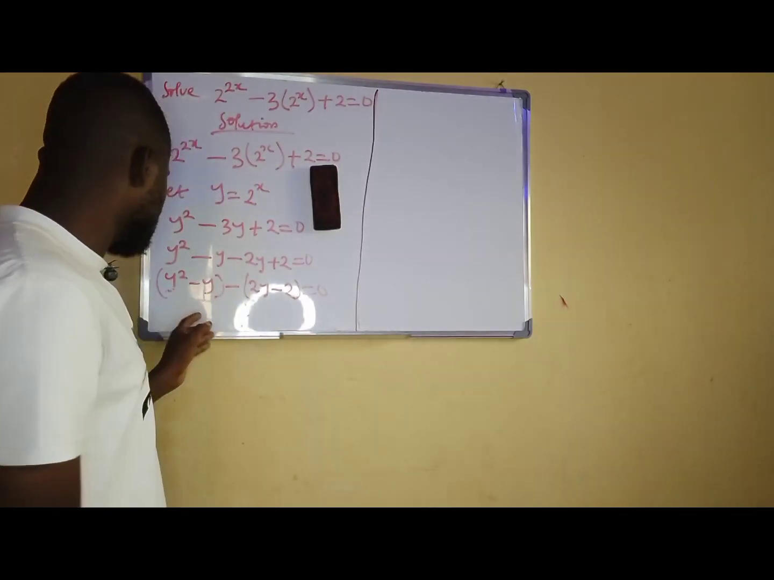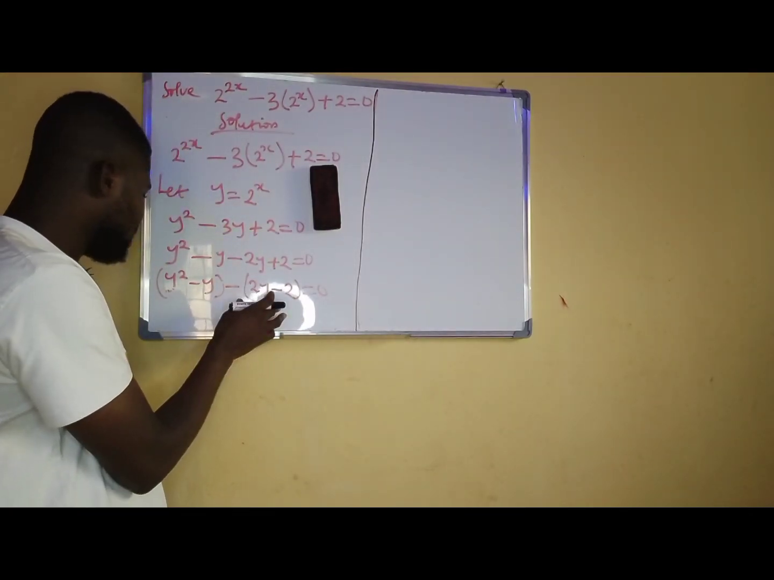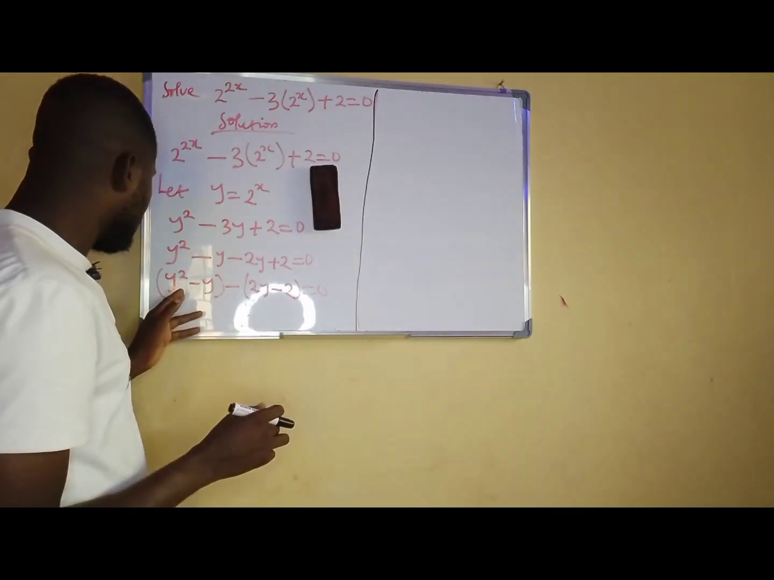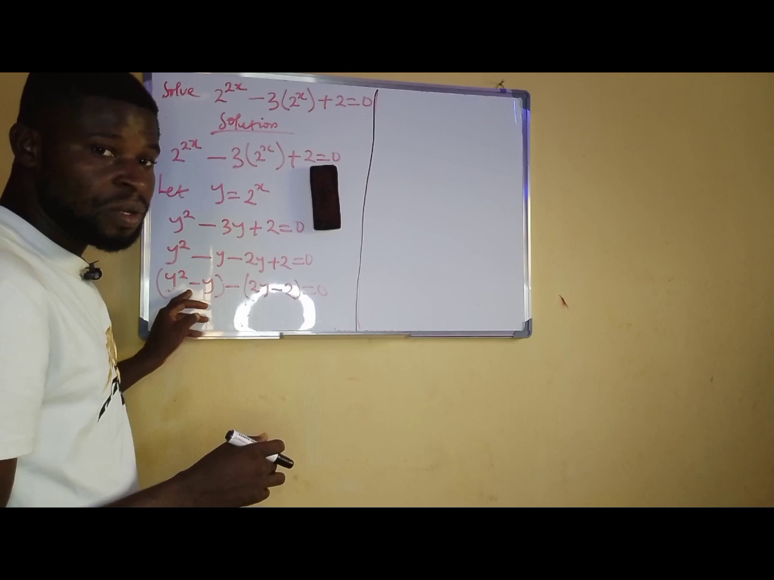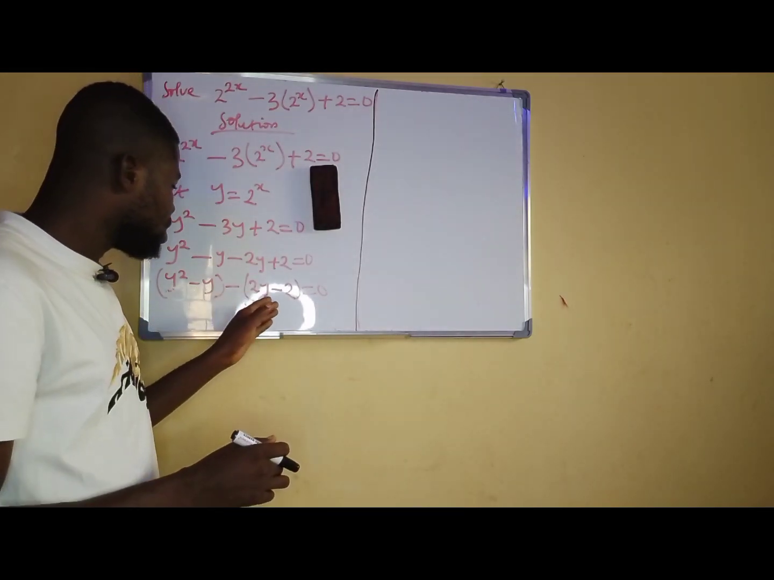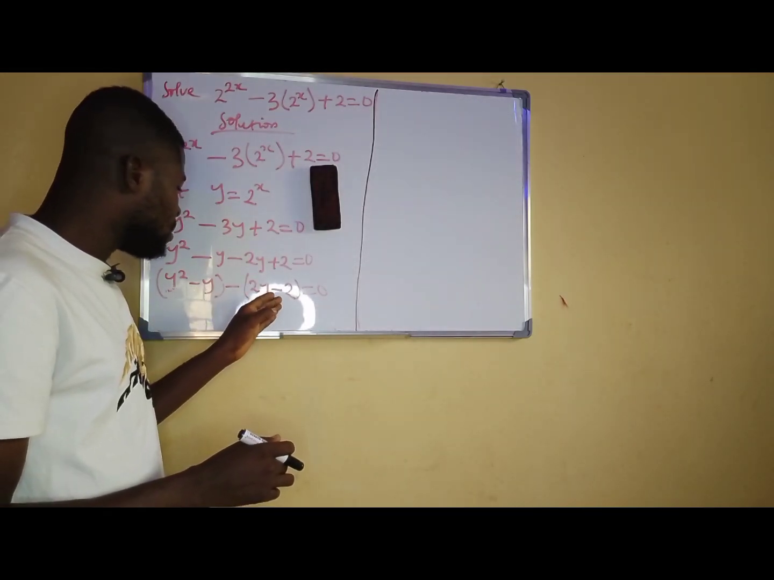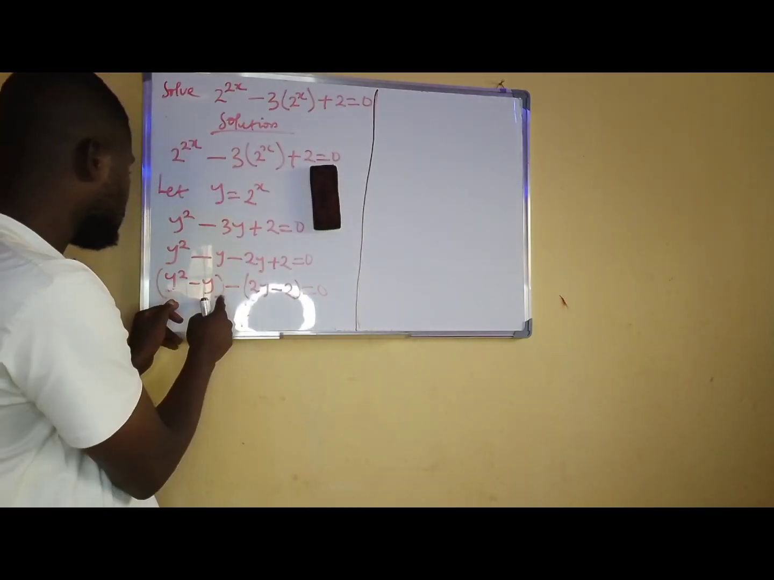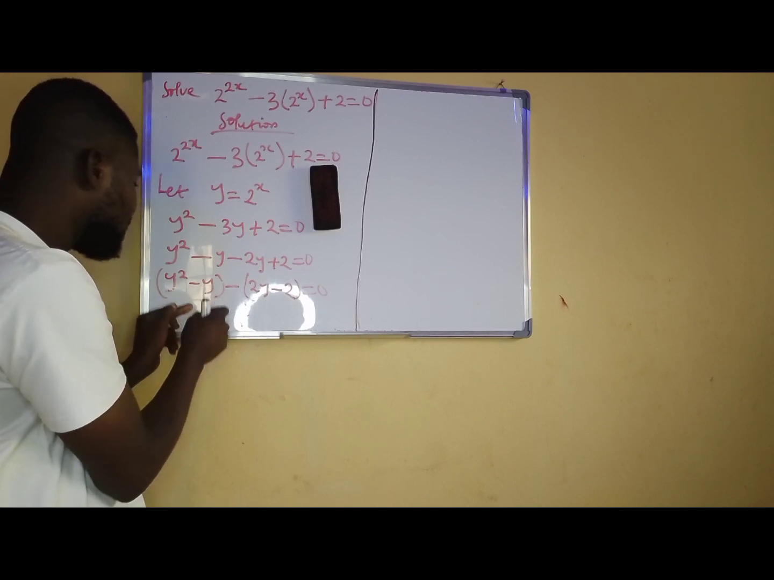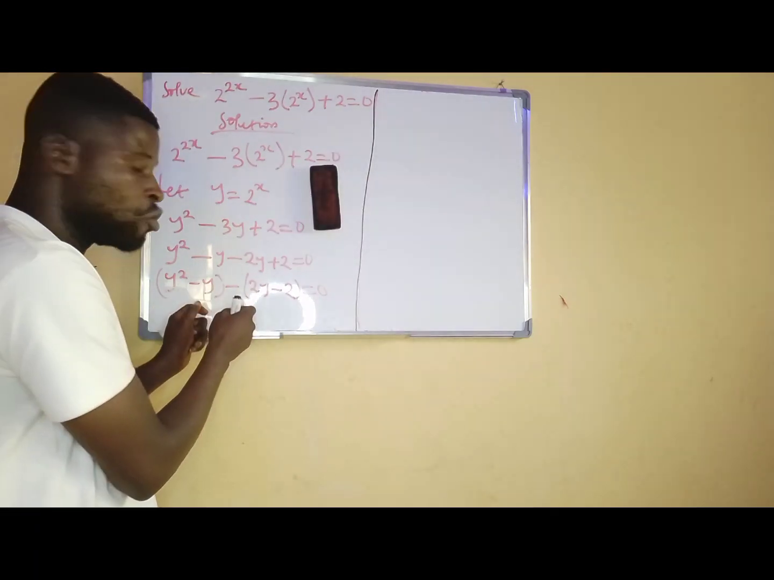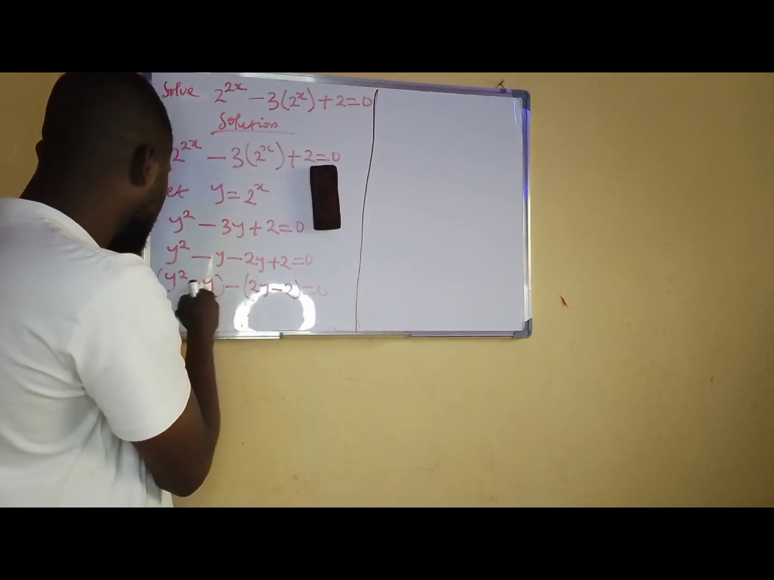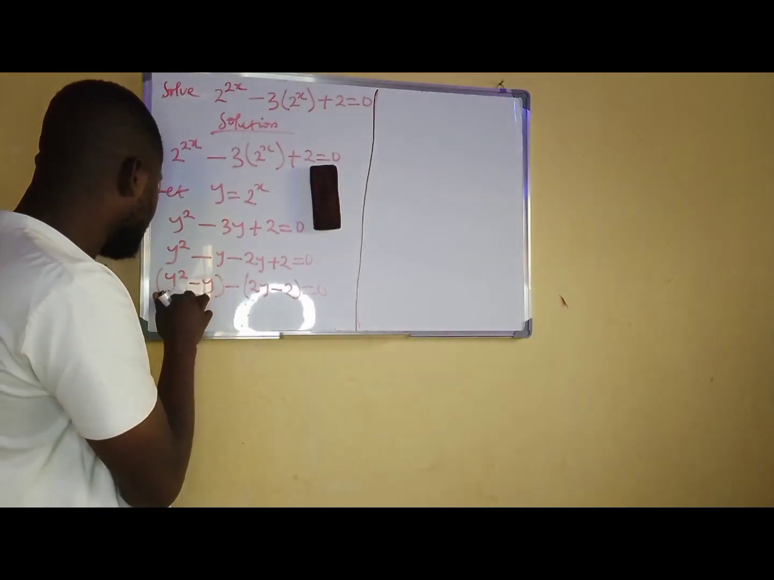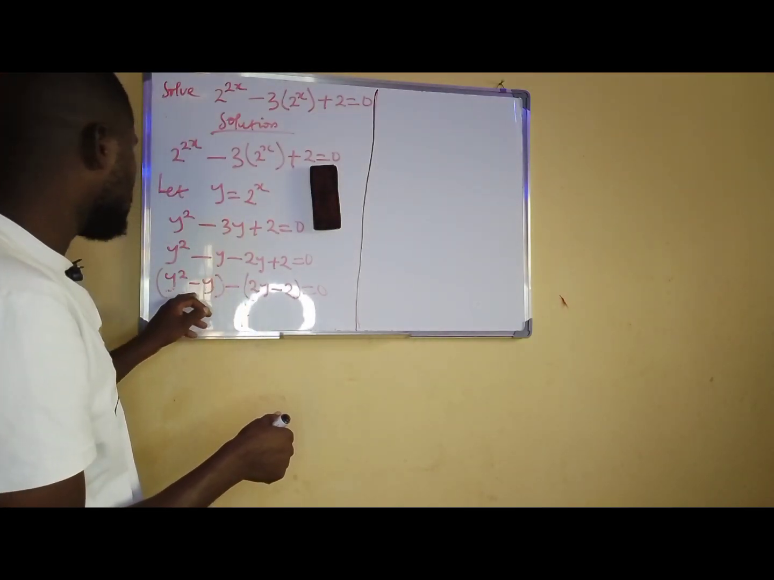So the next thing to do is, considering these two brackets, we discover that in this first bracket, we have y raised to power 2 minus y, and in the second bracket, we have 2y minus 2. So what we do now is, in each of the brackets, if you consider this first bracket, there is something they have in common. What do you do? You factor it out. And in this first bracket, they have y in common.